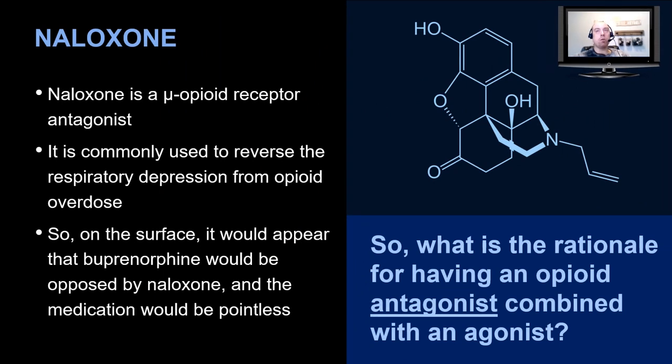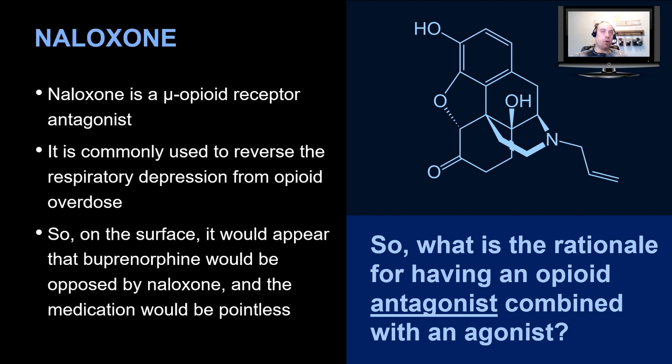So naloxone structurally is very similar. Both of these drugs, naloxone and buprenorphine, are pretty bulky on this amine group. But naloxone is a pure mu opioid receptor antagonist. That means it has no partial agonist ability. It has no full agonist ability. It's essentially just a blocker. For simplicity's sake, we'll just call it a blocker.